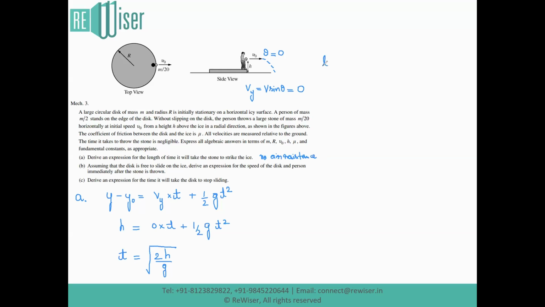Move on to the next part of the question. Assuming that the disk is free to slide on ice, derive an expression for the speed of the disk and the person immediately after the stone is thrown. Here, since there is no external force involved, we are going to use the conservation of momentum.